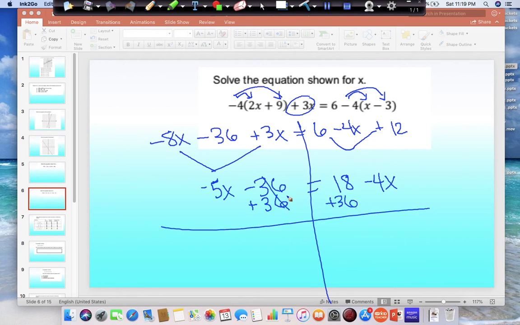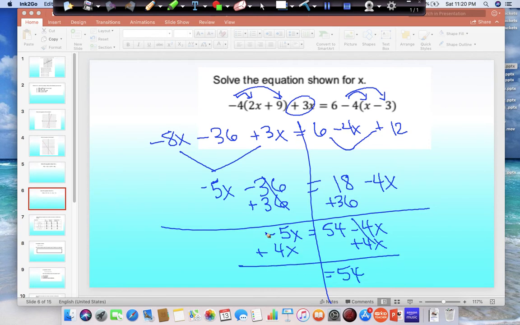Remember, to get rid of something, you have to do the opposite of what it's telling you to do. So we wanted to add 36 to both sides. So now we are left with negative 5x, and 18 plus 36 gives me 54 minus 4x. And we want to add 4x to both sides. This cancels, and we are left with 54 is equal to negative 5x plus 4x, which is negative 1x. And we can divide both sides by negative 1 to get the x by itself. So x is equal to 54 divided by negative 1, which is negative 54. And that is our answer.